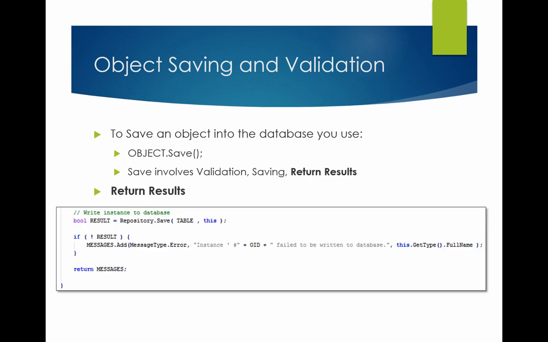Once the save is complete, I test to see if it was successful. If repository.save failed to write the instance out, it will return false. So if the result is false, I'll add an error saying it couldn't be written out successfully, give you some contextual information, and then return.